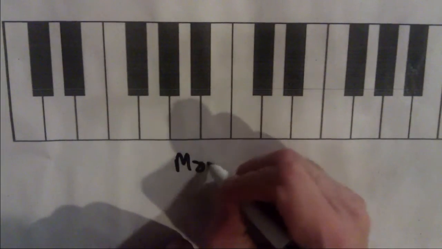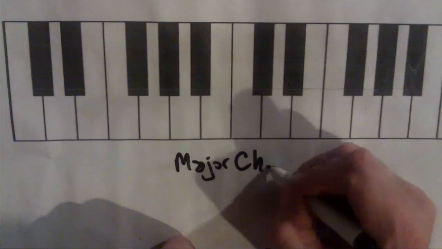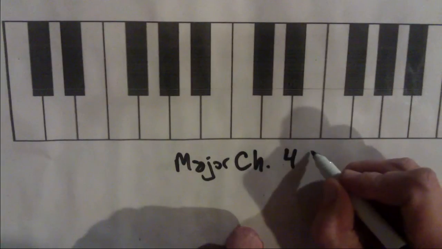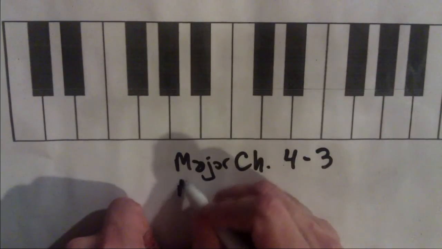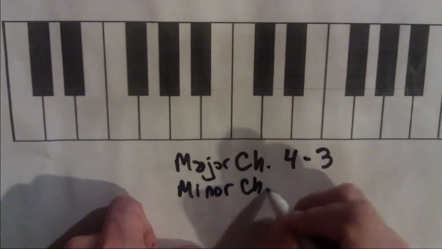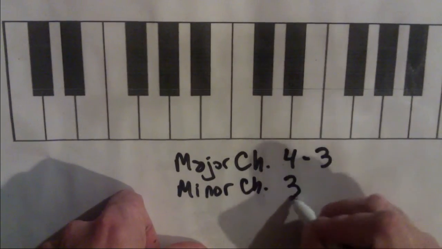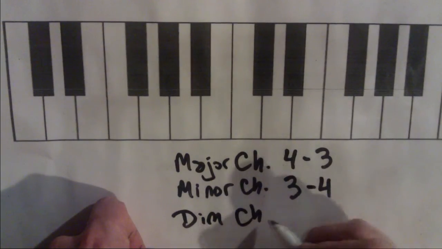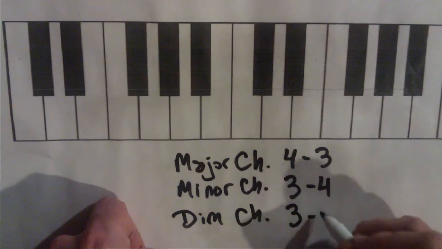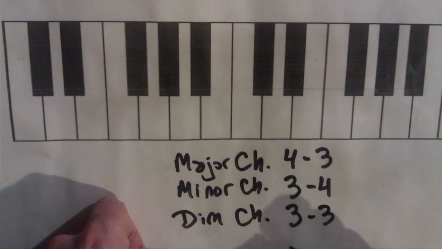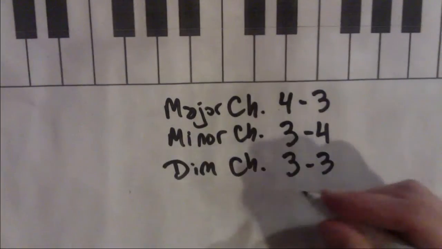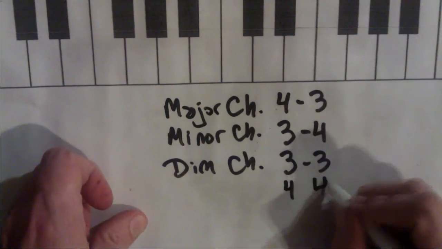Okay, in other words, the major chord has the structure of 4 and 3 semitones. The minor chord has a structure of 3, 4. The diminished chord has a structure of 3 and 3. And the last combination is the 4, 4 that forms the augmented chord.